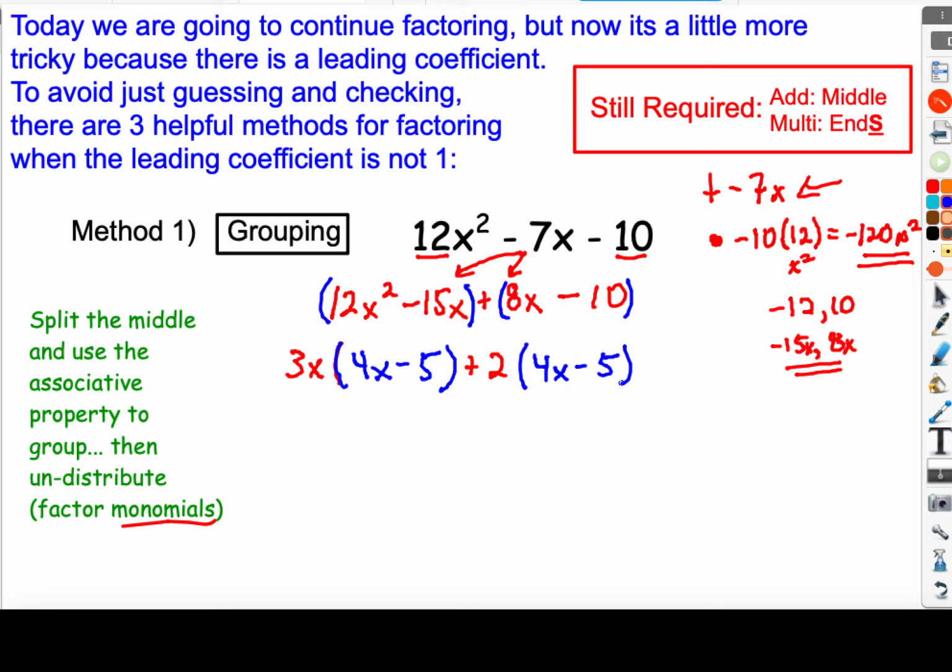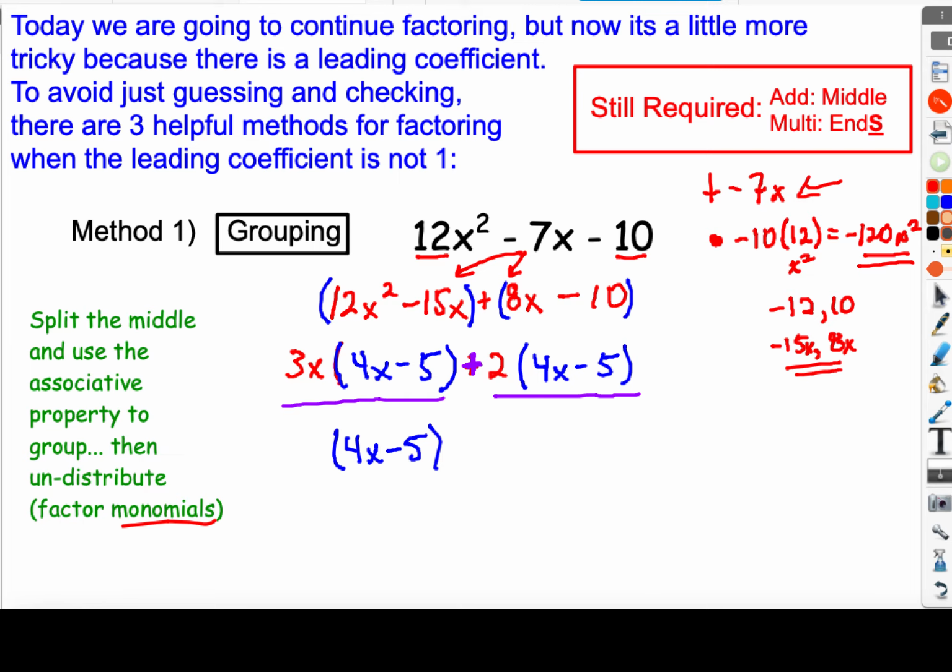Now, here's the real key to the process. Notice in the first half and in the second half, still separated by this plus sign, we have something in common. Just like we had a 2 in both the 8 and the 10, just like we had that 3x in the 12x squared and the minus 15x, well, in the first half of this, we have a 4x minus 5. In the second half, we also have 4x minus 5. One of my two factors is going to be 4x minus 5.